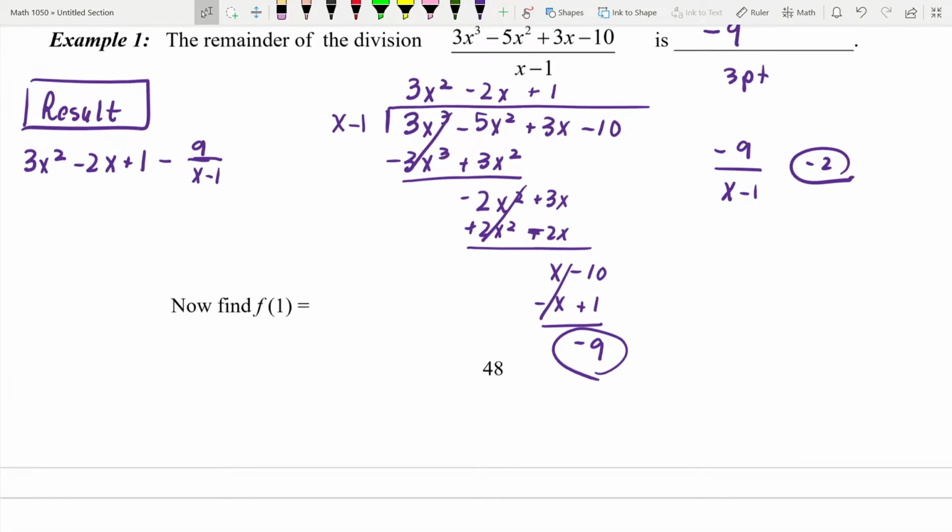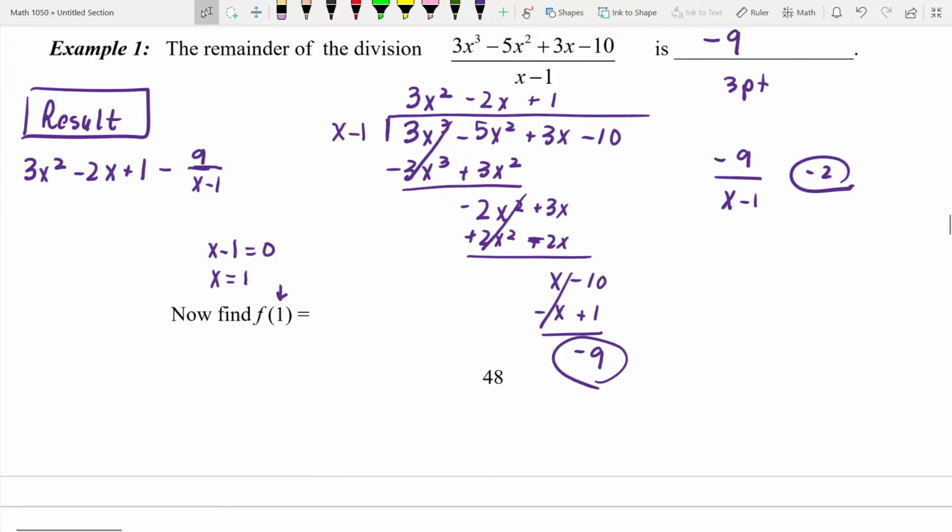Okay, now look what they're doing right here. They want you to find f of 1. So guys, look, if I take the bottom, which is x minus 1, and I set that equal to 0, I get x equals 1. That's where that number right there came from. So now what they're asking me to do is to take the top and put a 1 in there.